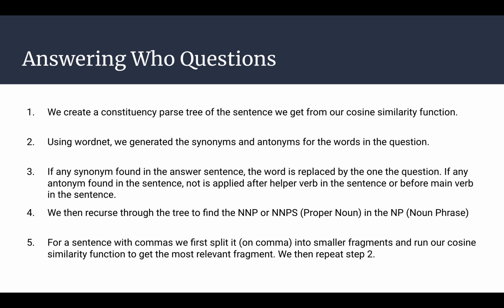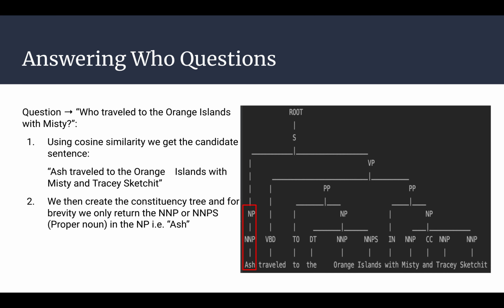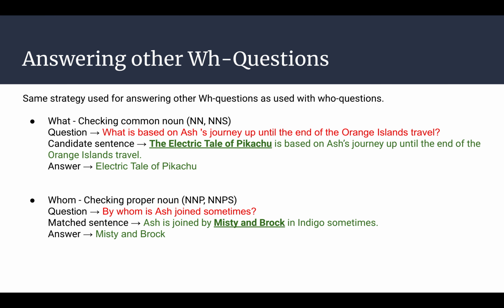For answering who questions, we create a constituency parse tree, look at synonyms and antonyms once again, and then look for proper nouns or noun phrases. If there are commas, we split on the commas into smaller fragments and run the cosine similarity once again. Here you can see a worked example where we returned the NNP tag from the candidate sentence. For answering other WH questions, such as what, we follow a very similar approach. Same for whom questions, where we check the NNP and NNPS tags.